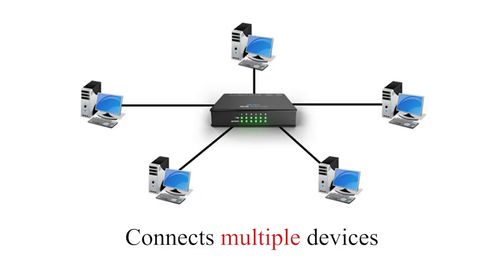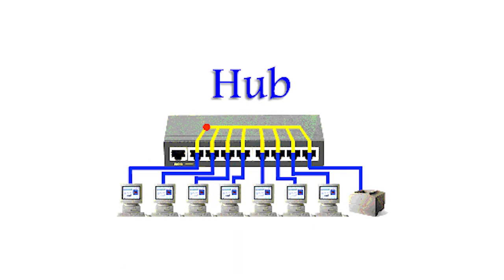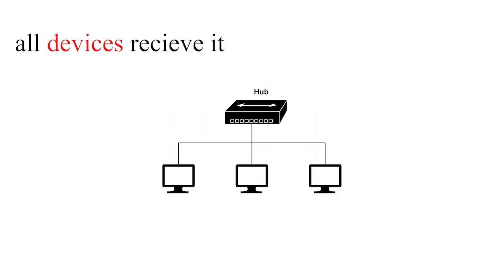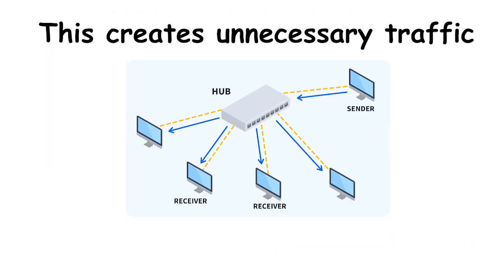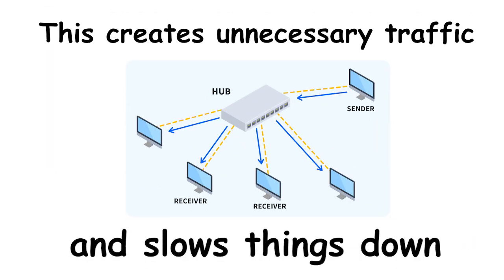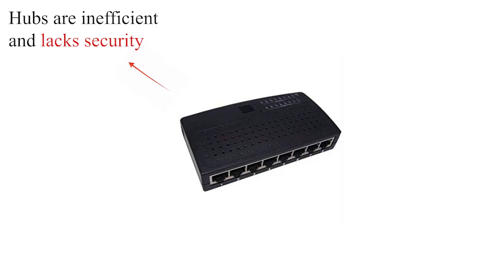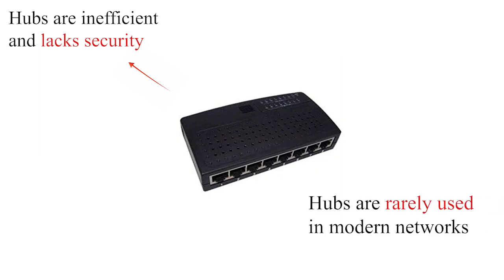Hub. A hub also connects multiple devices, but it is much simpler than a switch. When one device sends data, the hub copies that data to every connected port. All devices receive it, even if it's not meant for them. This creates unnecessary traffic and slows things down. Because of this inefficiency and lack of security, hubs are rarely used in modern networks.